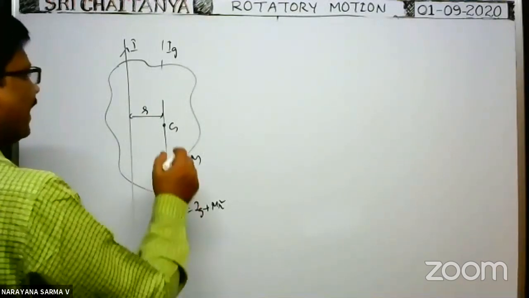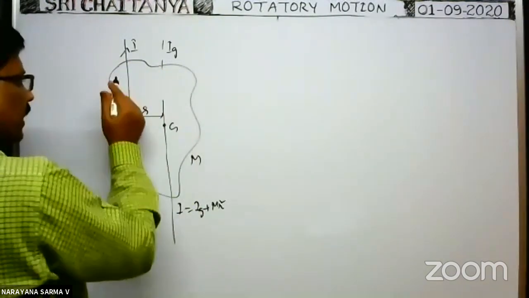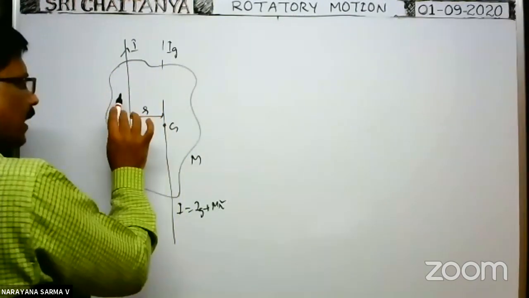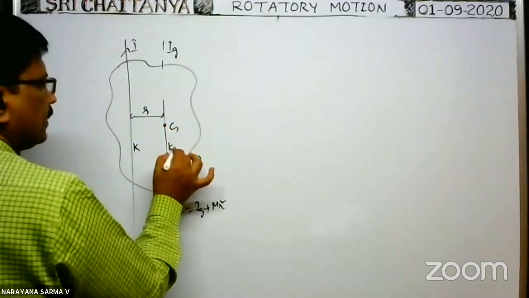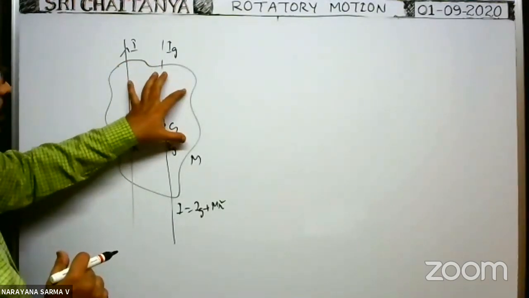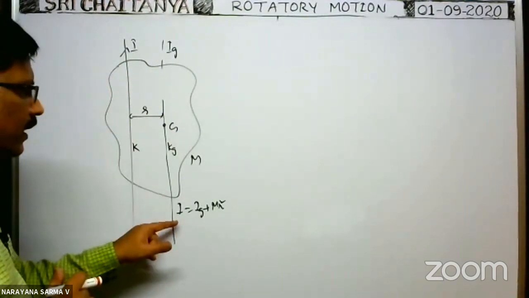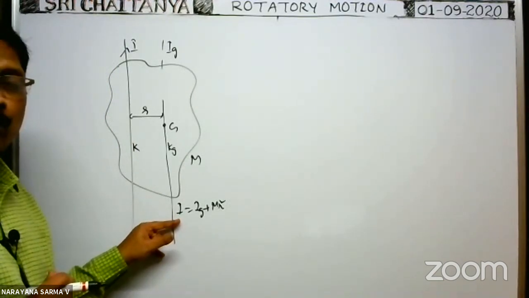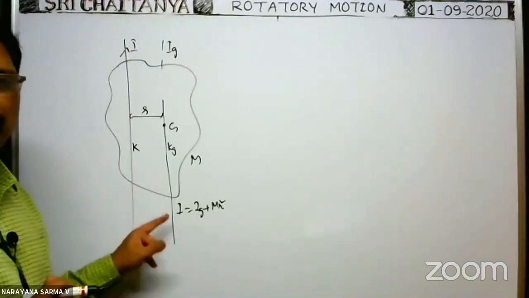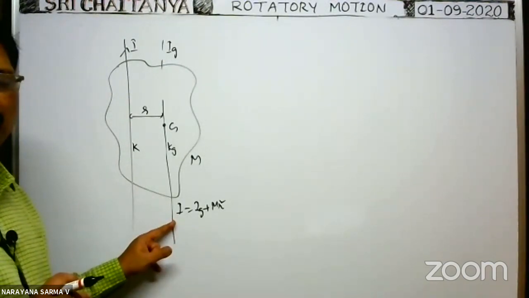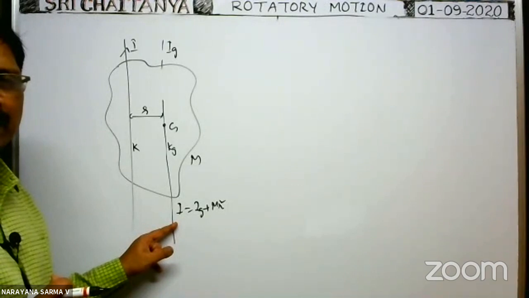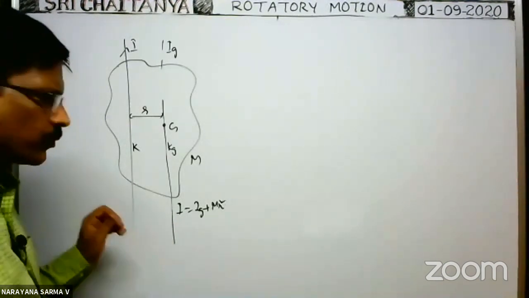Now, suppose the radius of gyration of this entire system about the given axis is k, and the radius of gyration of the entire system about an axis parallel to the given axis passing through the center of mass is kg. Then how can we write this I? If the radius of gyration of this entire rigid body about the given axis is k, how can we write the moment of inertia I in terms of k? m k square, yes, m k square.